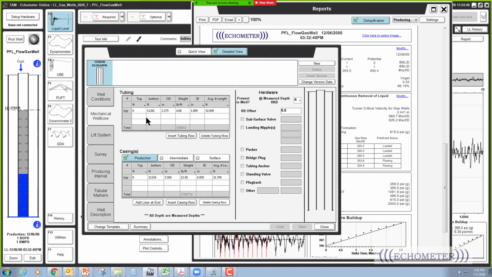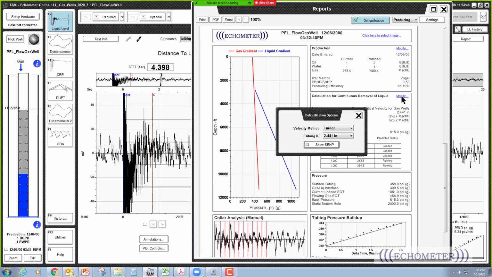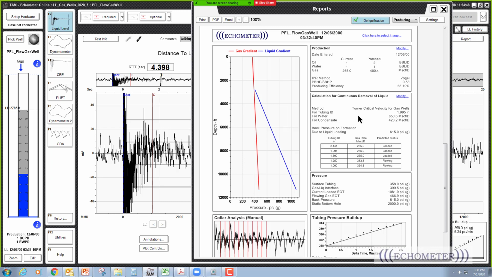Okay, the tubing is 2 3/8, so really the critical rate is less than that. If I click on modify, I can change it to 2 3/8 tubing, which is right here, and then save that. And now the critical rate is 650 MCF per day. You can adjust it. You can select Turner or I think Coleman if you want.